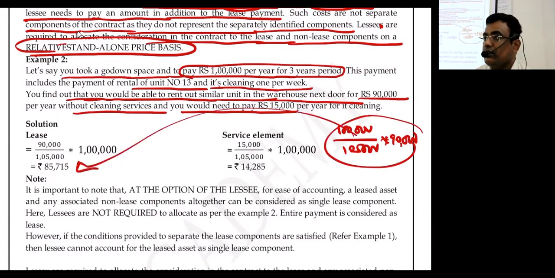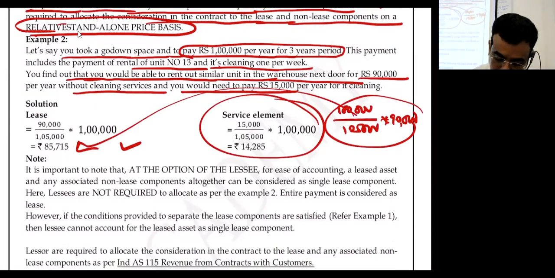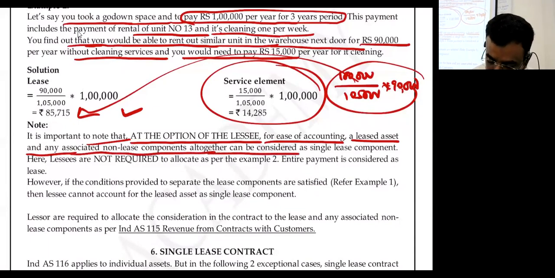This is called lease component. This is called lease. This is not a lease. Yes, it is a service component. I hope you understood. An important note: at the option of the lessee, for ease of accounting, leased assets and associated non-lease components all together can be considered as a single component.